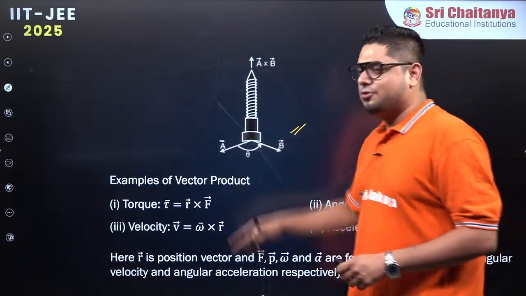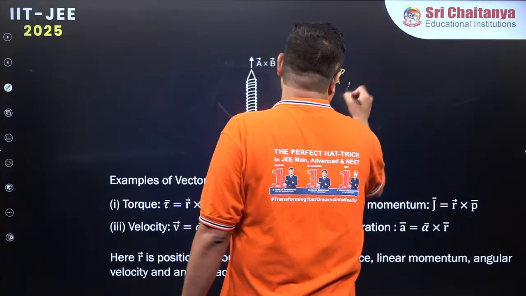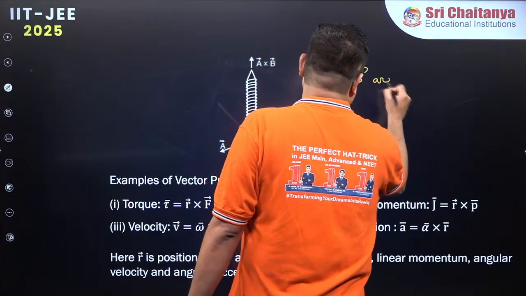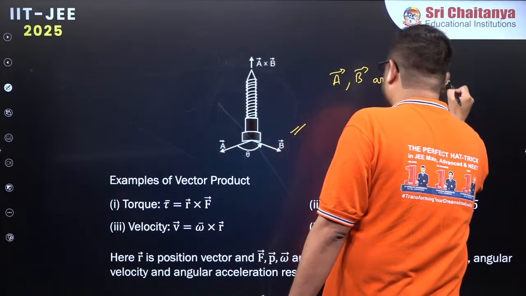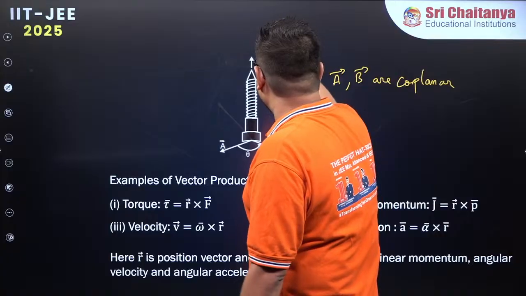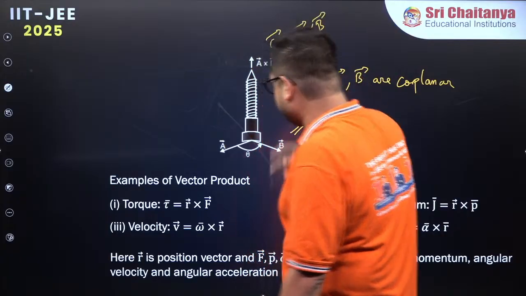That's what this corkscrew rule is all about. You can see that there are two coplanar vectors A and B. The most important thing is that these A vector and B vector are coplanar in nature. And this A cross B is denoting the direction of C. So I can say that C is equal to A cross B. That's what they're trying to say.